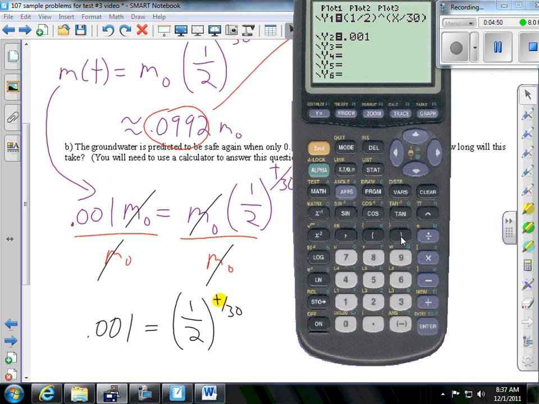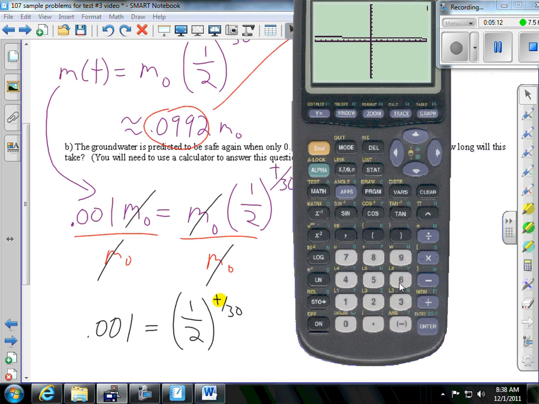Okay, I guess I could hit graph. I'm on a window from some previous problem. No surprise, I don't see anything at all. So let's go into the window. I guess you could do the standard window and see what you see. Zoom and then 6 is the standard window. Okay, I see something there.